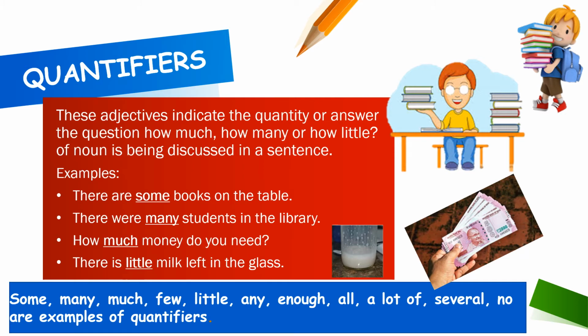Some quantifiers can go only with countable nouns, for example, friends, people, cups, books. Some can go only with uncountable nouns, for example, sugar, tea, money, advice, while some can be used with both countable and uncountable nouns.